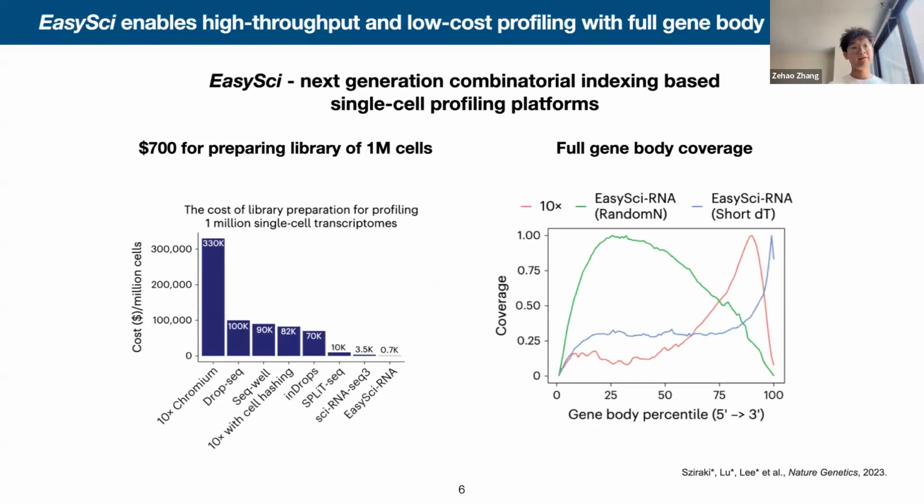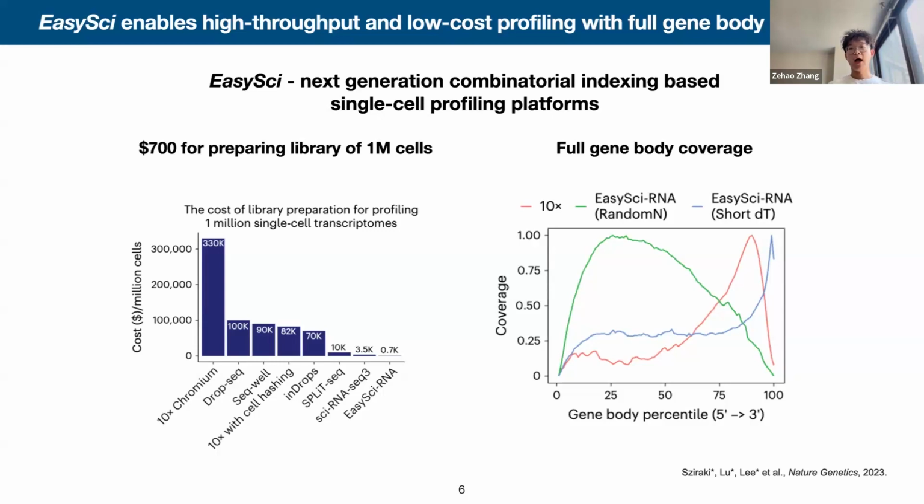And two unique advantages of this technique are that you can prepare a library for 1 million cells for only $700, and also our technique is not 3' end biased. Instead, it covers the full gene body, which gives us both gene count information and exon count information.